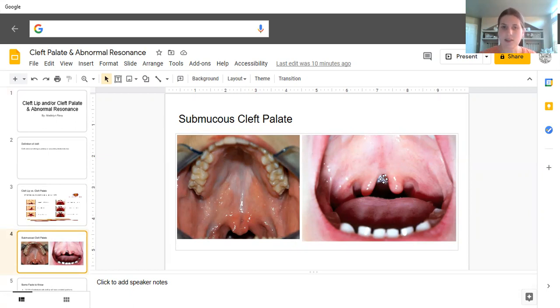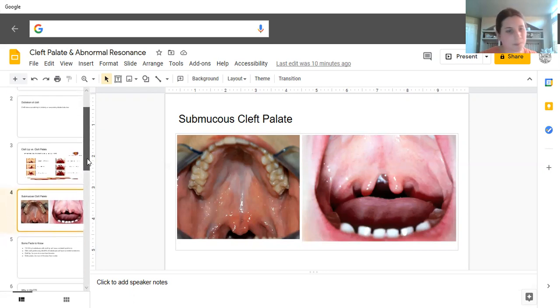And the interesting thing about the submucous cleft palate is that sometimes it will affect the person's speech production, but sometimes the person can live their life without their speech ever being affected. But of course, this is something that the speech language pathologist will always look for when doing an oral mechanism exam.